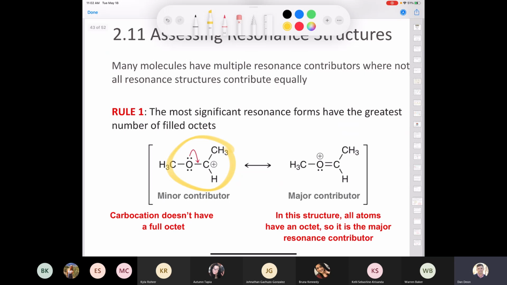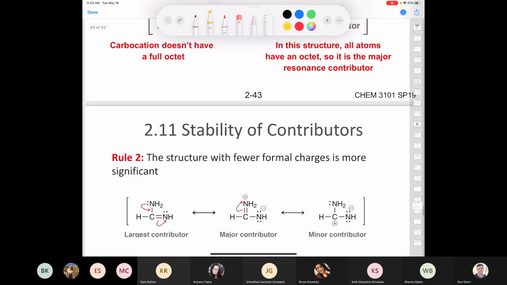Right? This is a great resonance structure. There's nothing wrong with it. There's nothing wrong with this one either. However, this one would be a major contributor. Why? Because this carbon does not have a complete octet, whereas here the carbon does have a complete octet, and so does the oxygen as well. So it's just a matter of completing more octets, and that's why the second structure would be a major contributor.